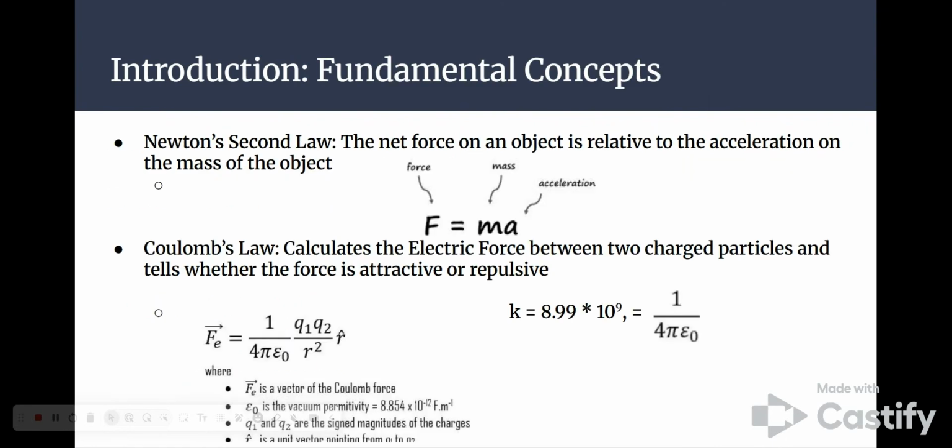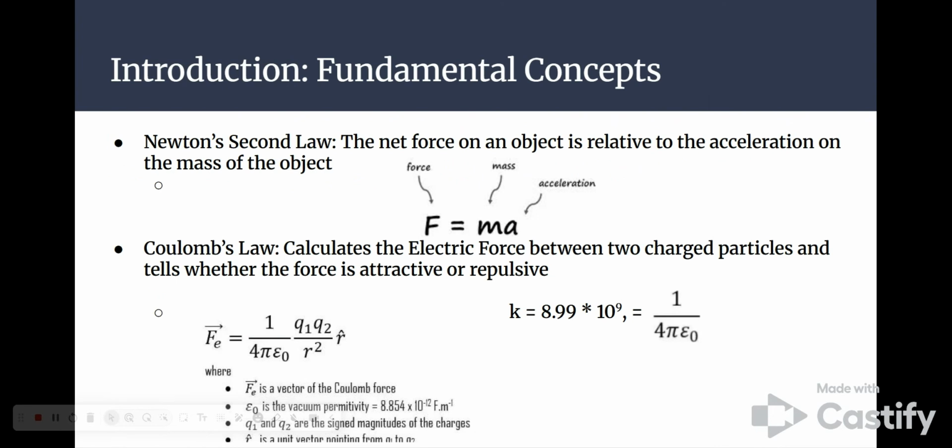Our fundamental concepts are simple. It's Newton's second law, which states that the net force on an object is related to the acceleration and the mass of the object, given by the equation F equals ma. And our next one, Coulomb's law, which calculates the electric force between two charged particles and tells us whether the force is attractive or repulsive.